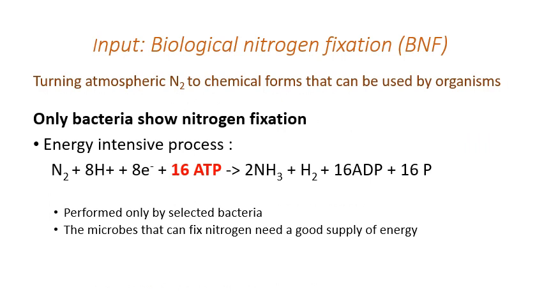So then the second way that nitrogen can enter the system is biological nitrogen fixation. So this is still nitrogen fixation, and it still requires a lot of energy, but it's done by bacteria. And only bacteria show nitrogen fixation. The equation below shows you that it's an energy-intensive process. You need nitrogen, you need hydrogen, and then you need 16 ATP to split just one nitrogen molecule. And you end up with ammonium.